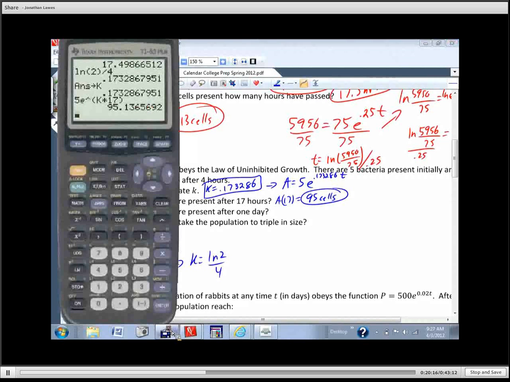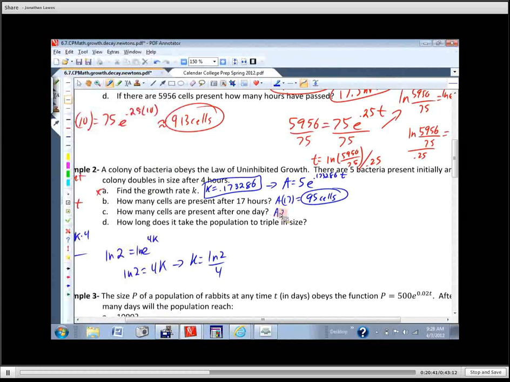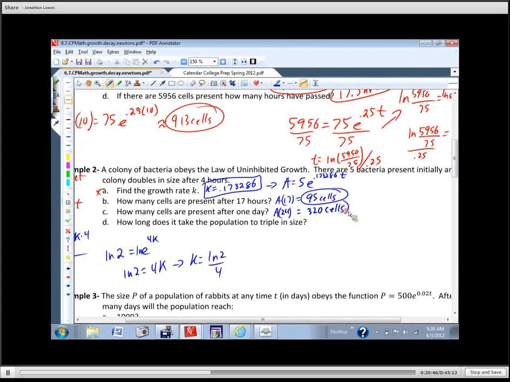How many after 1 day? We plug in 24, because remember, time is measured in hours here, so if they give us this measurement in days, we're going to convert that. So I'm just going to recall that last command, and we're going to type in 24 for the hours rather than 17 for the hours. Hit enter, and that means there are 320 cells. So it started with fewer, and it's growing at a slower rate, so there's only 320 cells there.